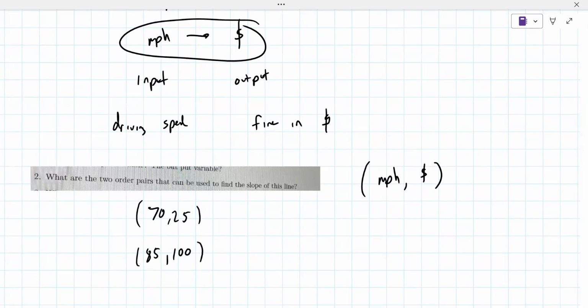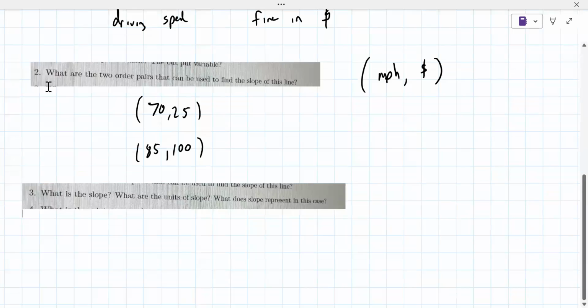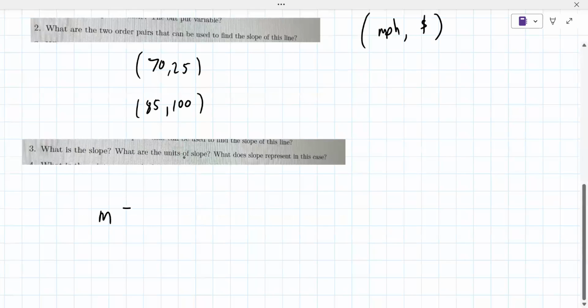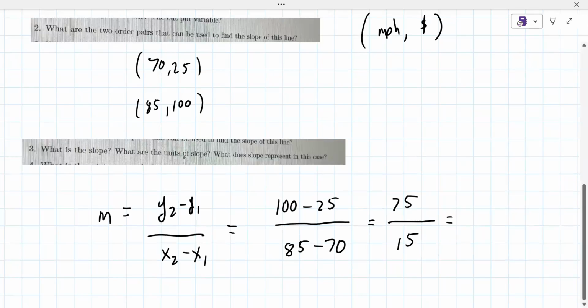So the next thing here is the slope. What is the slope? Well, the slope is y2 minus y1 over x2 minus x1. 100 minus 25 over 85 minus 70. 75 over 15, and that becomes 5.